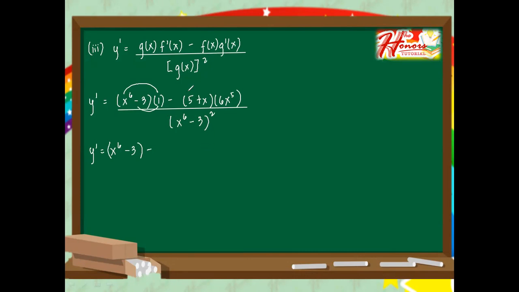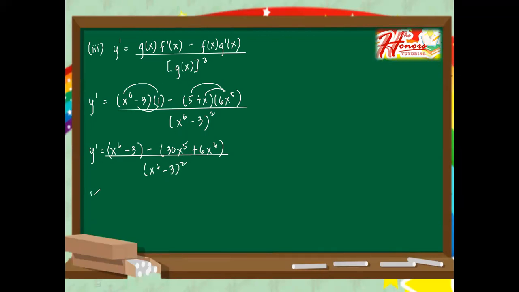Next, we have here 5 times 6x raised to 5, and that is 30x raised to 5, and x times 6x raised to 5, and that is plus 6x raised to 6. It is because we should add the exponents. So we have here 1 plus 5, that is 6. Next, you have to copy the denominator. So for the denominator, we have the quantity of x raised to 6 minus 3 squared.